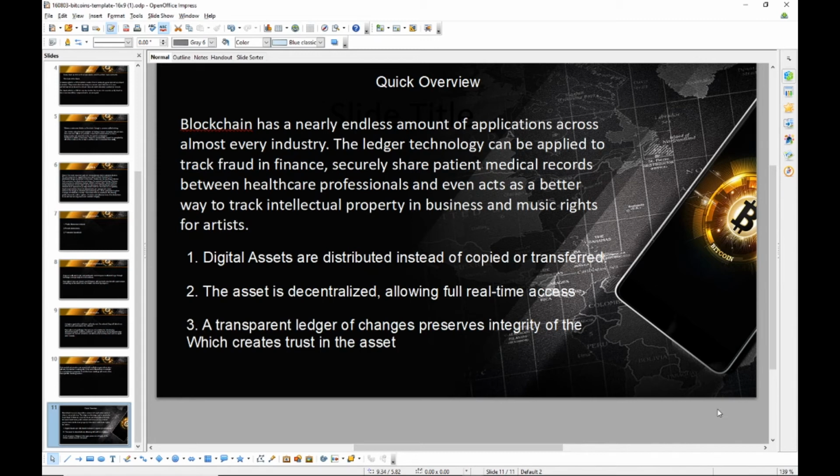It'll make their staff dwindle because the blockchain is doing their job mainly for them. But for the safety of everyone, this is a lot better. And it's a way to track property and businesses and music rights for artists. You don't know how many artist friends I have.